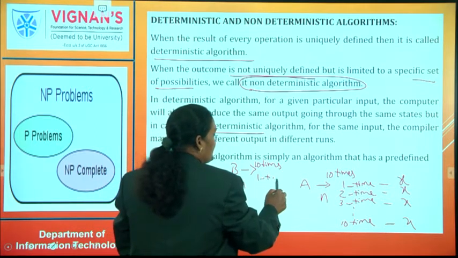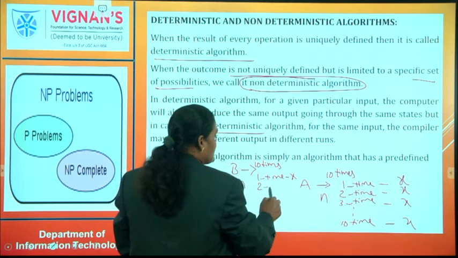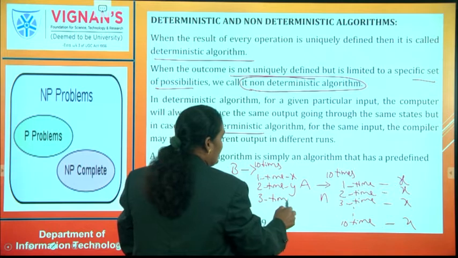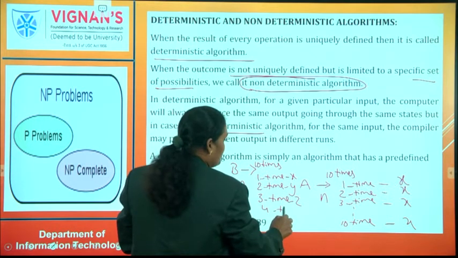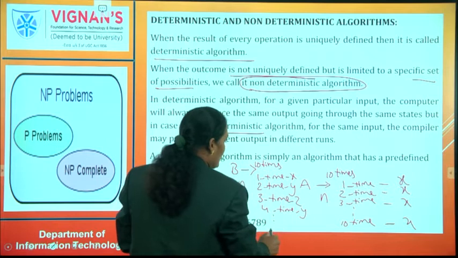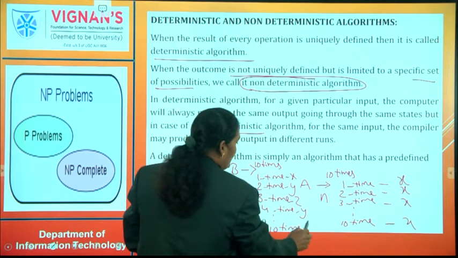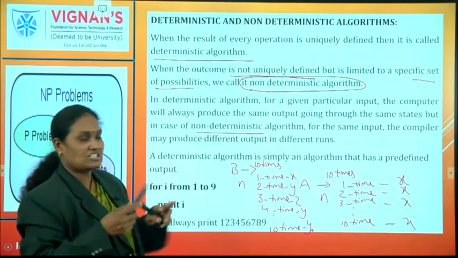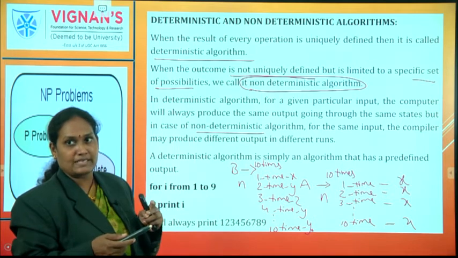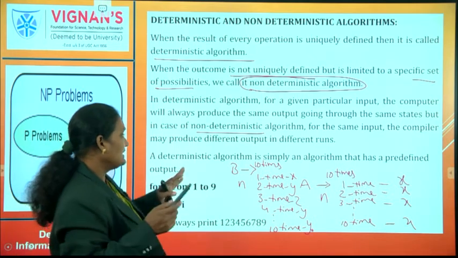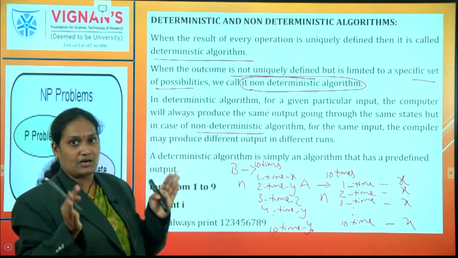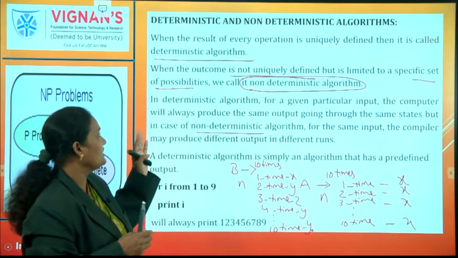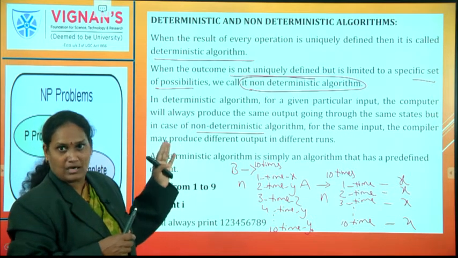For the first time, it may give an output x. For the second time, it may give an output y. For the third time, it may give an output z. For the fourth time, it may give an output y, and so on. For the 10th time, it may give an output y or z, like that. So, for every iteration, it gives different output. But the set of values which gives the output is limited to a specific set of possibilities.